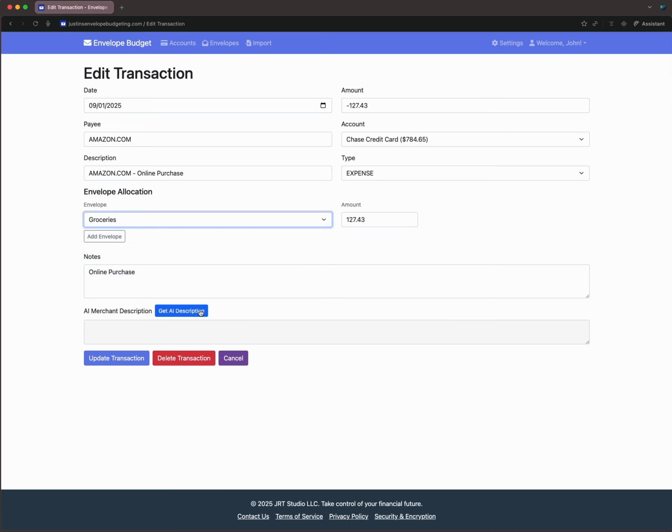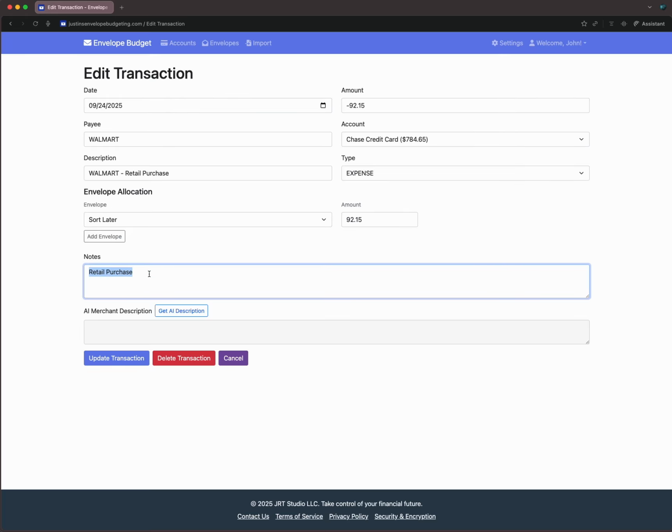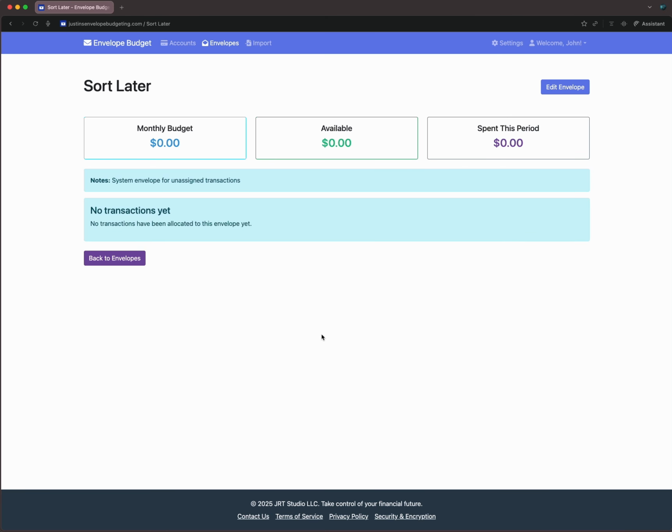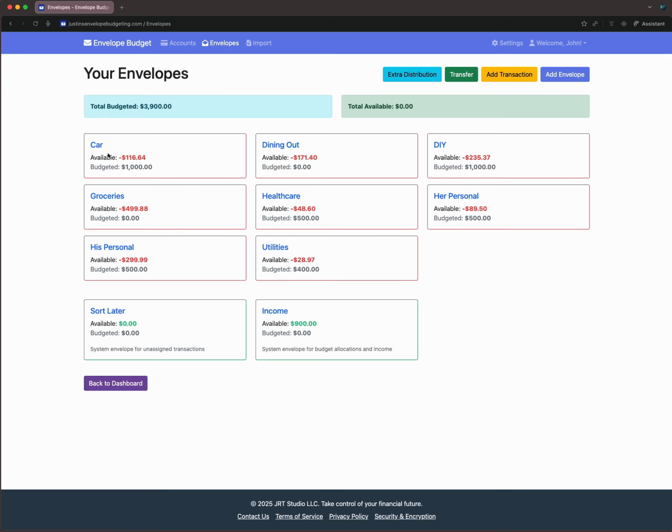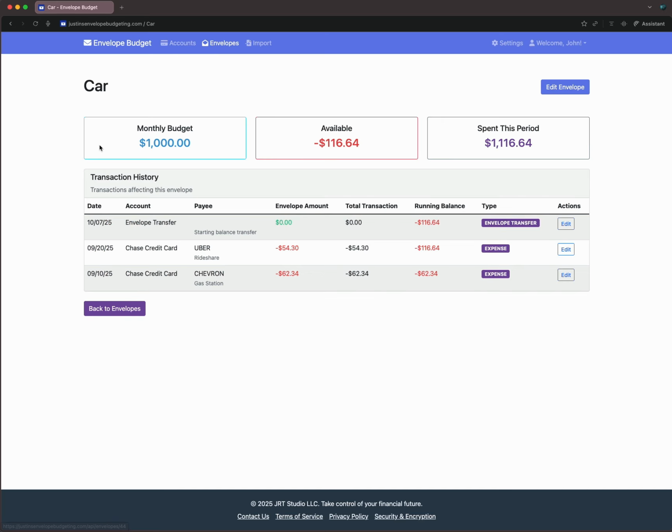maybe this was groceries. You got a bunch of food from Amazon. And Walmart, new TV, which in our house would be the DIY. And now sort later has nothing in it, which is generally where you want to get. And now we can see our car budget.